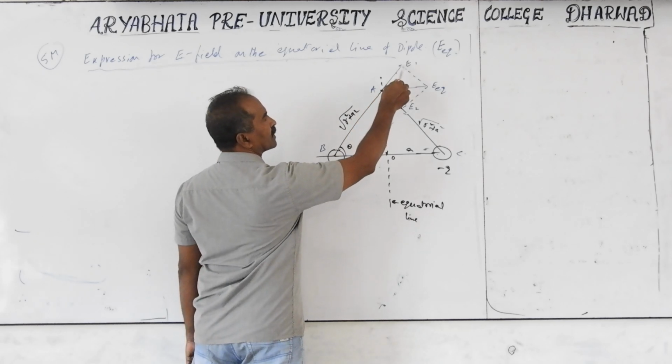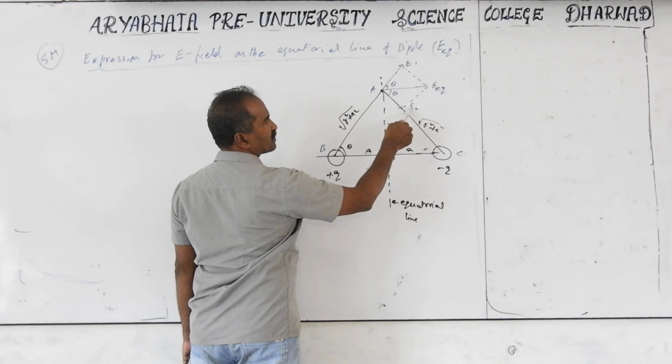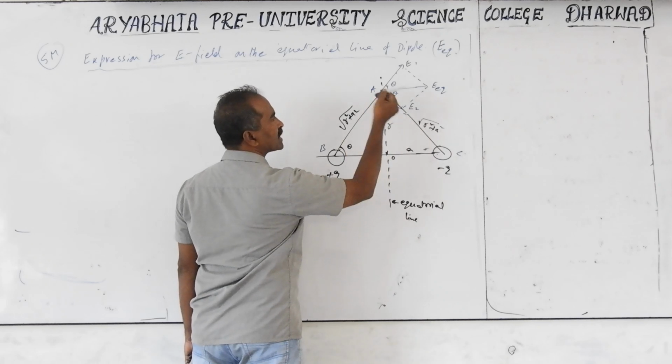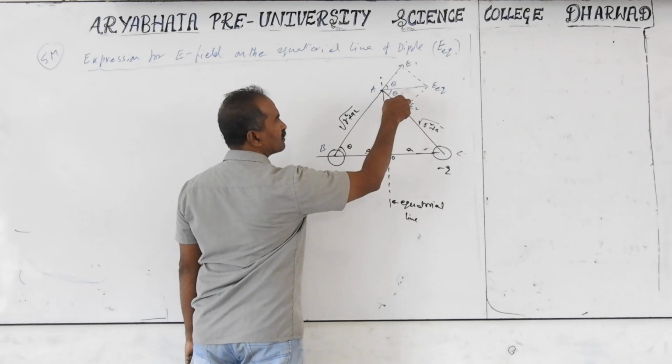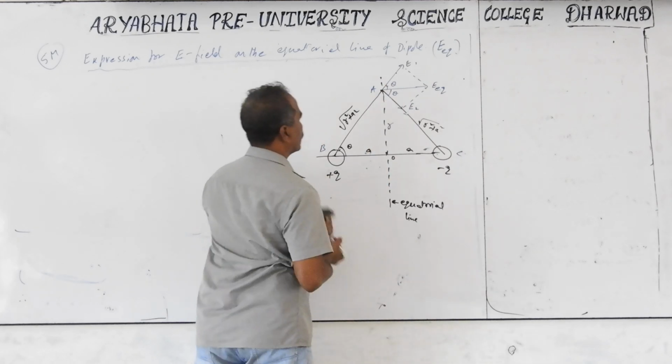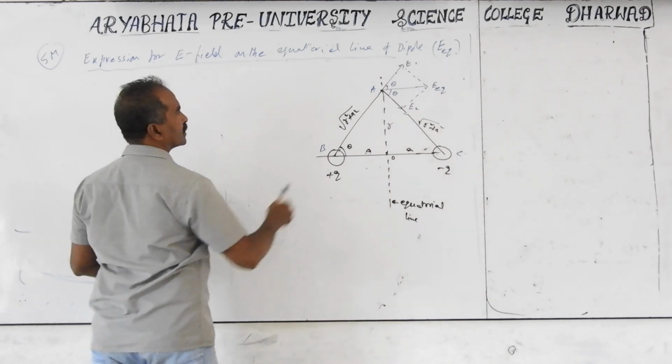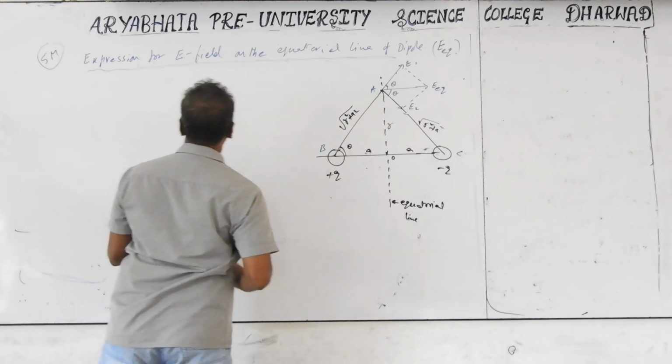Here, E1 and E2 separately you will get the expressions, but since E1 equals E2, the resultant will be exactly at the midpoint. So that will be alpha equal to theta by 2, the total angle by 2.